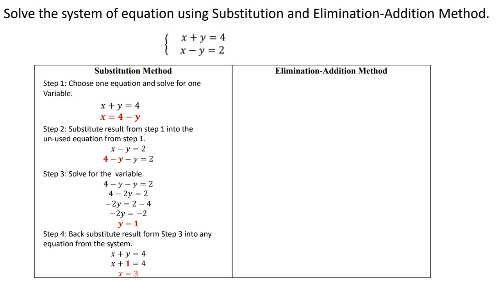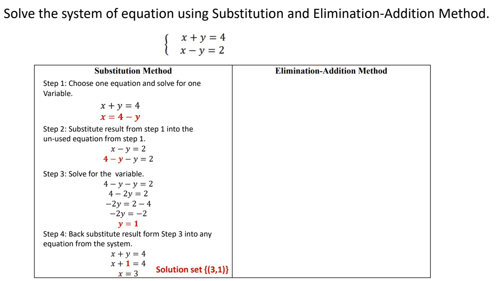To do the elimination by addition method, just like the name sounds, we want to eliminate one of the variables by adding the two equations together. Once we eliminate one, then all we have to do is substitute that variable into the other equation, and we'll get our other unknown. So let's go ahead and do it.